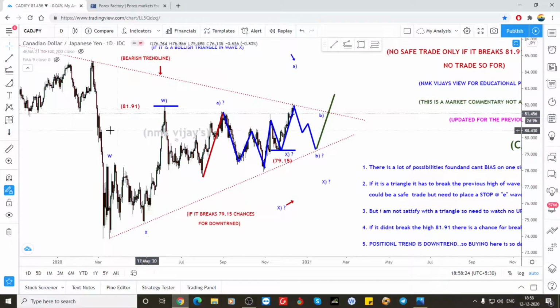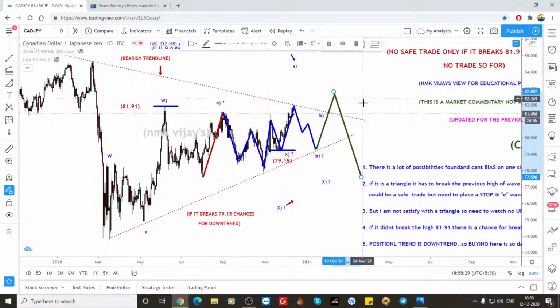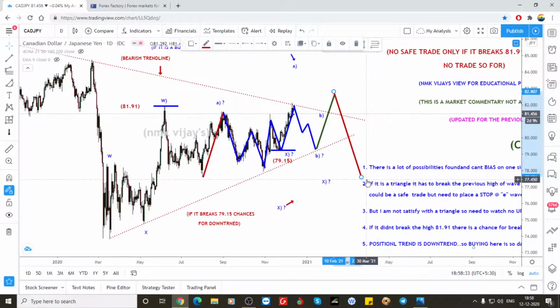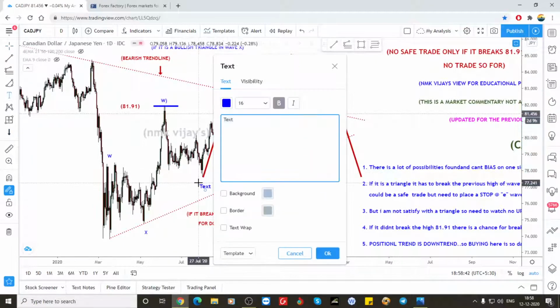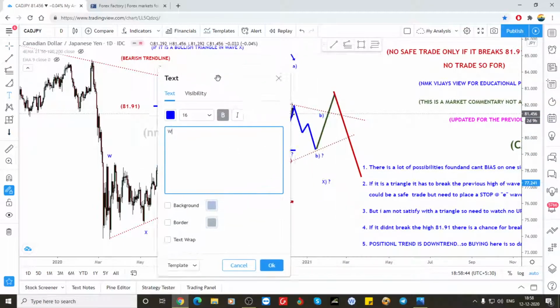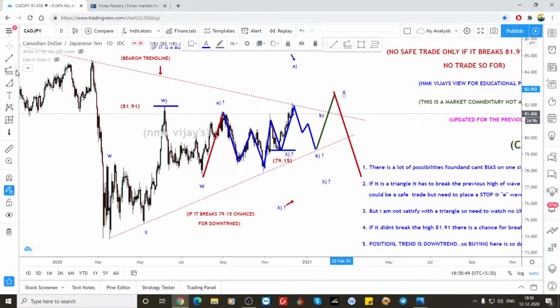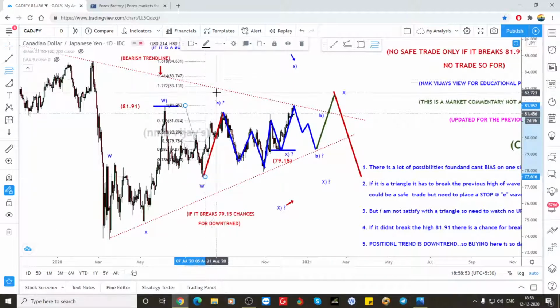Here, right? It can drop from here also. So what will be the next? Why is it dropping here? It means this A, B, C is completed. For this A, B, C, this could be a W. So this could be an X of irregular flat, and it will do 1.272 from this zone, exactly what I have drawn here.